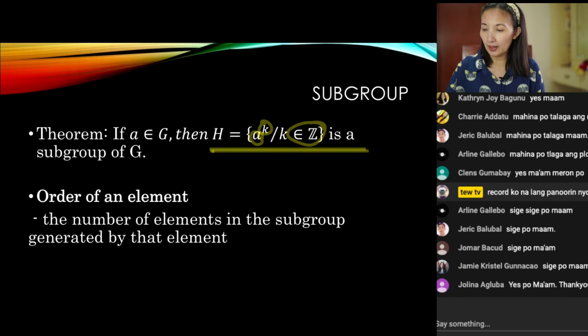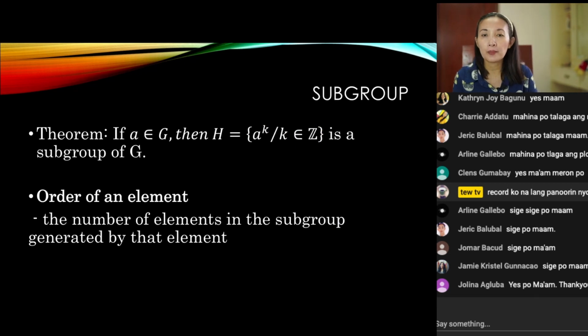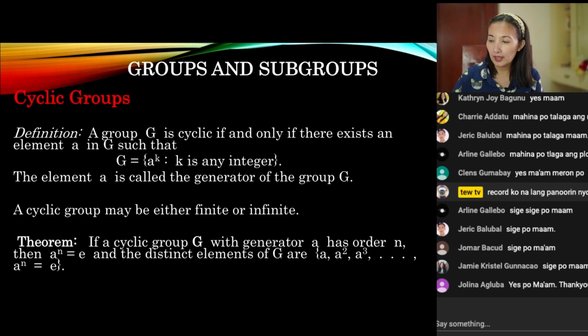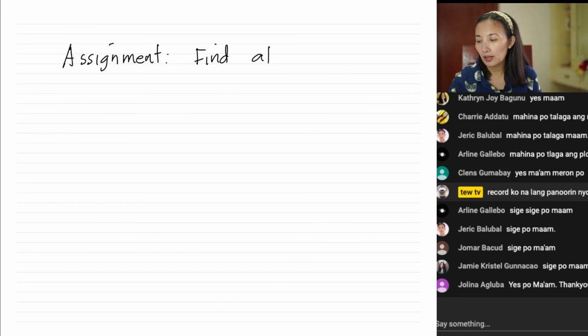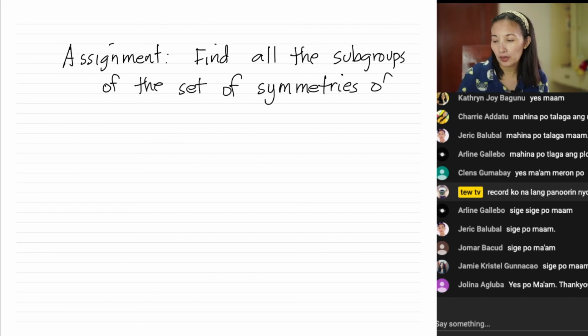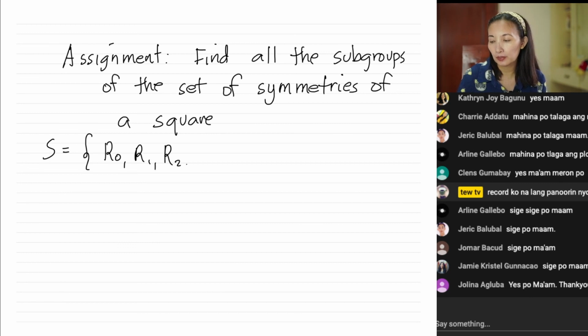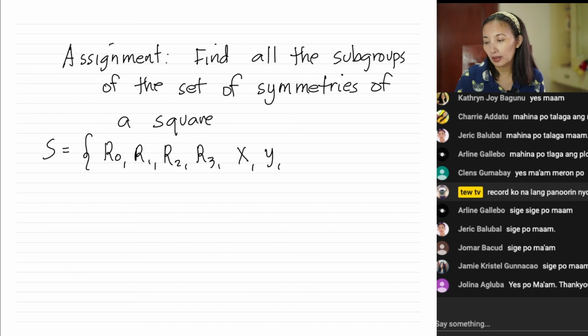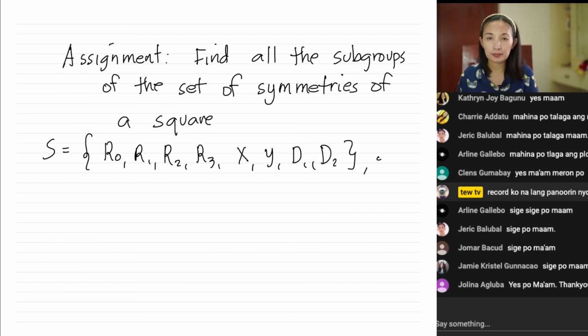So for your assignment, I want you to look into the subgroups of the set of symmetries of a square. Find all the subgroups of the set of symmetries of a square. Remember that the set consists of the elements R sub 0, R sub 1, R sub 2, R sub 3, X, Y, D1 and D2 under the operation multiplication. So for your assignment, find all the subgroups of this set with respect to the operation multiplication.